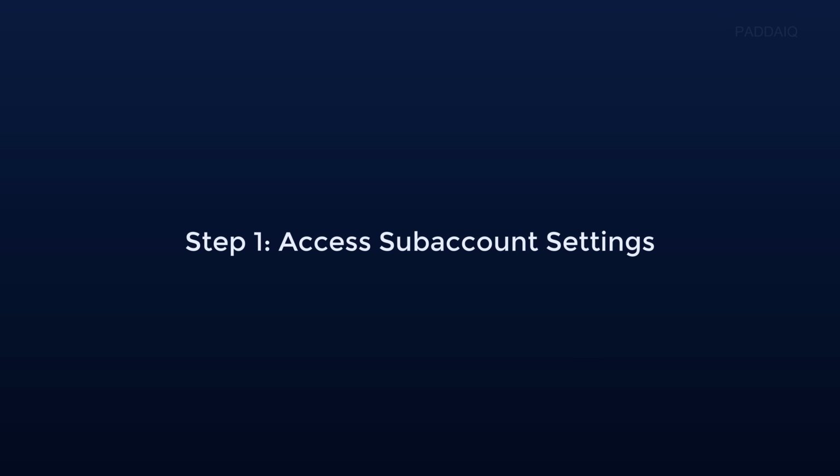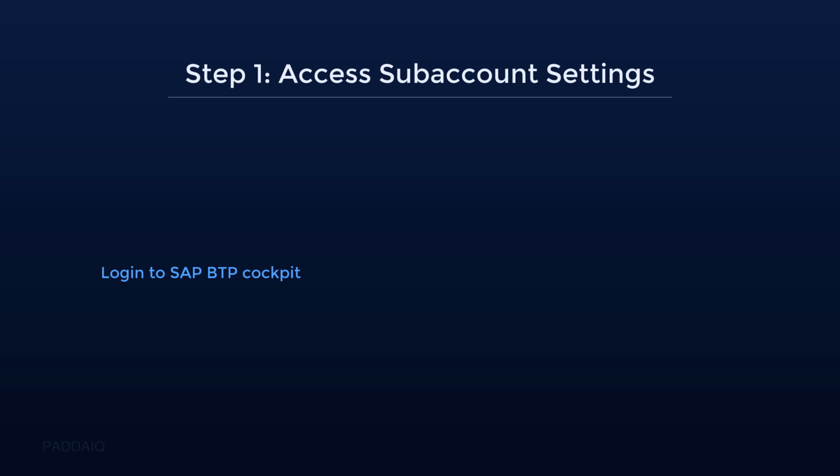Access the settings for your subaccount. Log in to SAP BTP Cockpit. This means you open your web browser and enter your credentials to reach the central management dashboard. For instance, a developer logging in to check available services for their new application. This initial step is essential for accessing and managing your cloud resources.